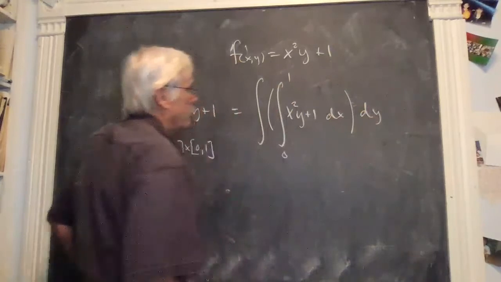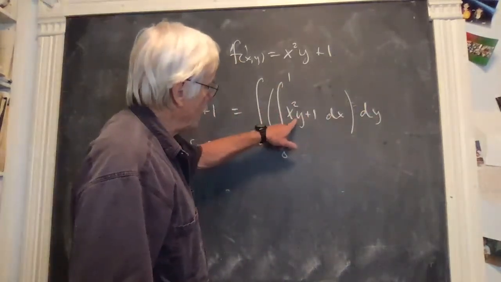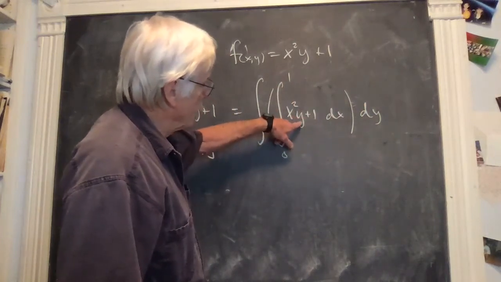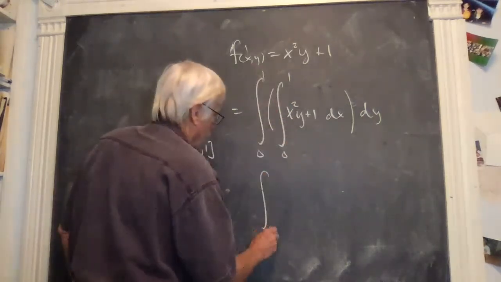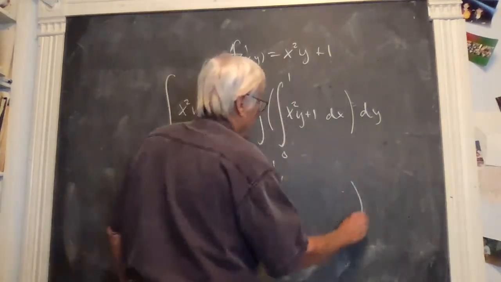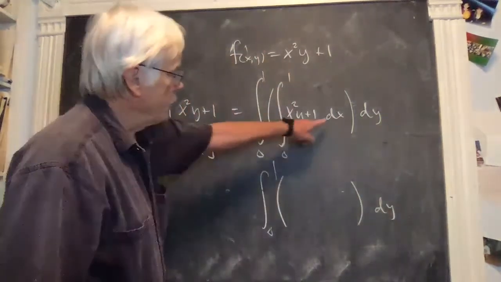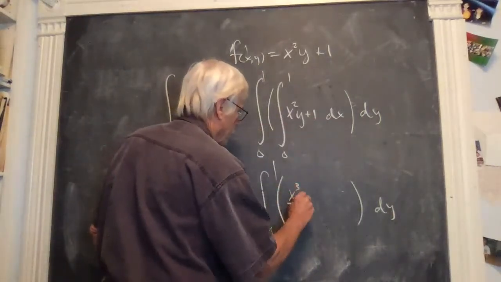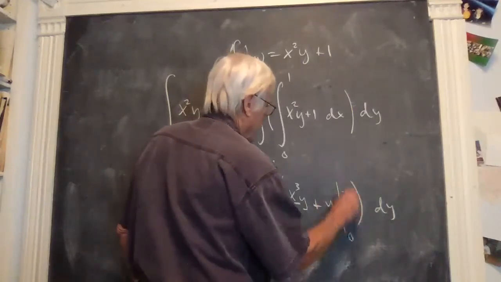We'll do the inside one first. Now, in this case, y is a fixed number. This is just a function of one variable with a fixed but unknown y. So the outside integral will remain the same. The inside integral, I'll use the fundamental theorem on. I'm integrating with respect to x. X cubed over 3 times y plus y, evaluated between 0 and 1.